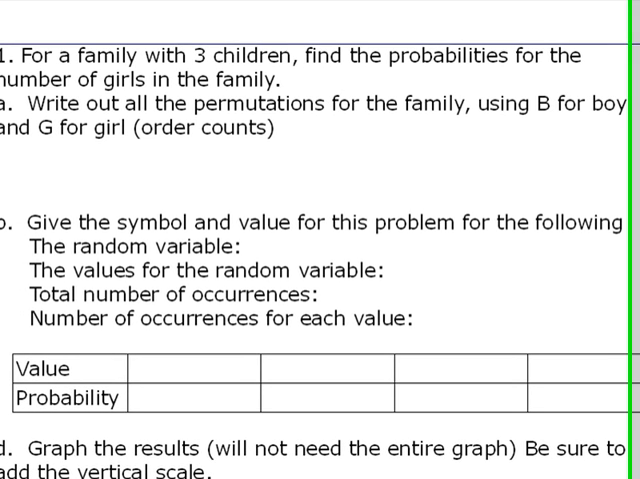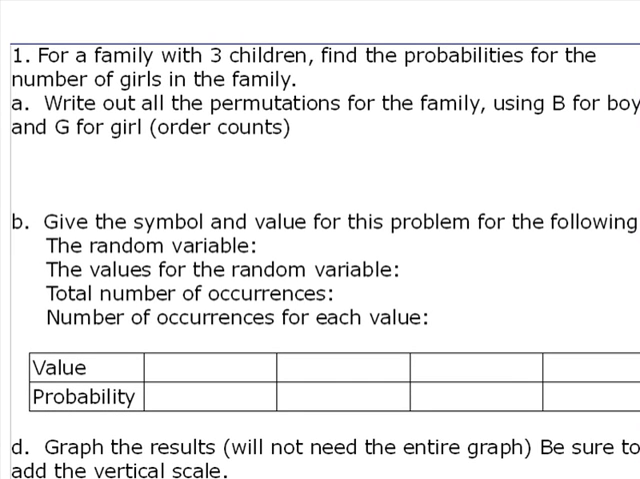So this is a family with 3 children, and you must find the probabilities for the number of girls in the family. Let's skip to B. I want you to give a symbol and a value for this problem for the following. What is the random variable? The random variable in discrete probability distributions is the variable that you're measuring.